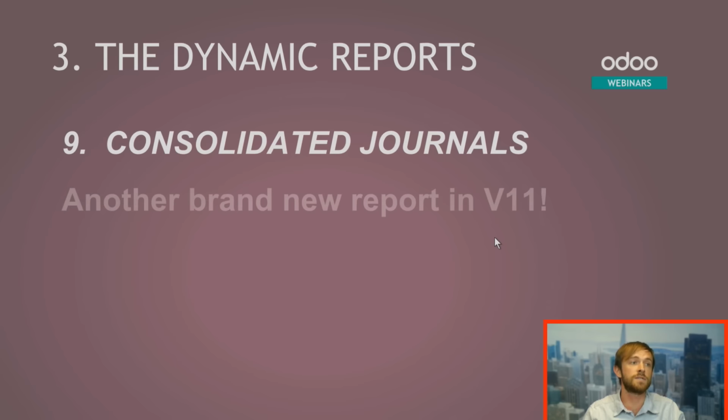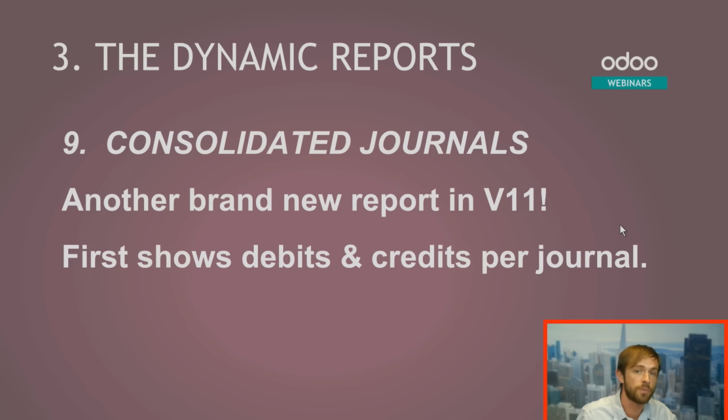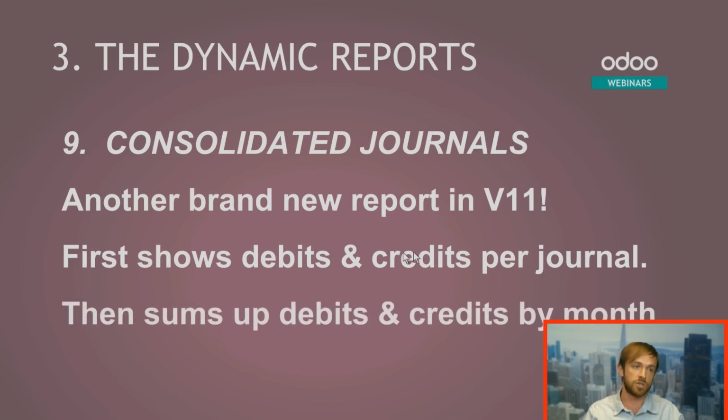And then next we have consolidated journals. That is a new report in Odoo V11. What it does is show your debits and credits grouped not by accounts and not by partner or anything, but rather by the overall journal. Because you can have your invoices journal, you can have your vendor bills journal, and a stock accounting journal. So we now allow you to view that stuff by journal.